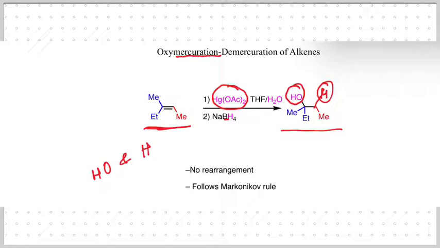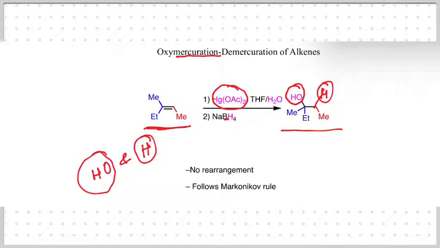So when we compare this reaction to the hydration reaction, there is no rearrangement. That's the beauty of this reaction. So we don't get any products from the rearrangement of the carbocation. So this reaction follows Markovnikov's rule. So this Markovnikov's rule helps us to determine which side we should add the hydrogen atom and which side we should add the hydroxyl group.